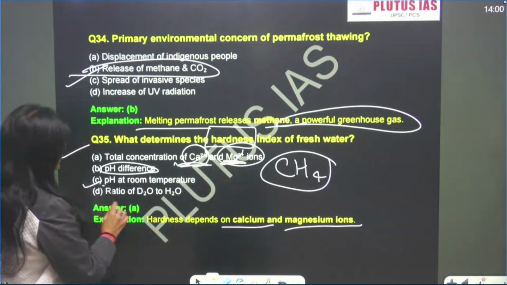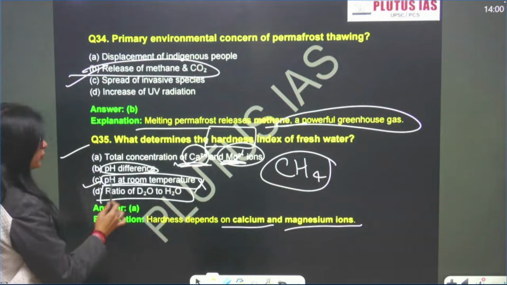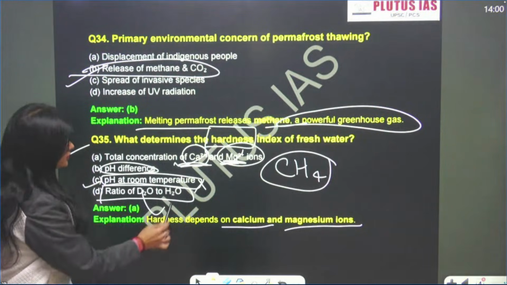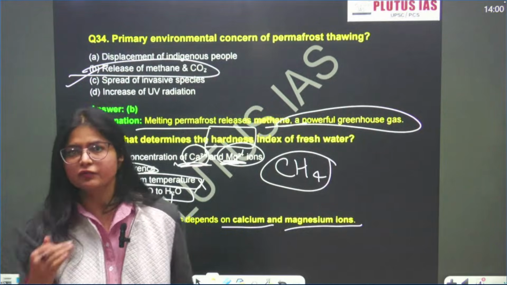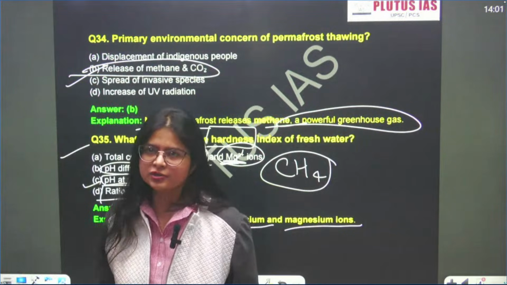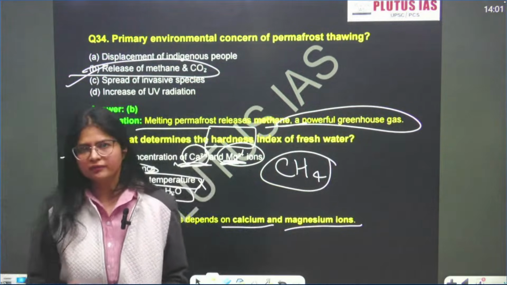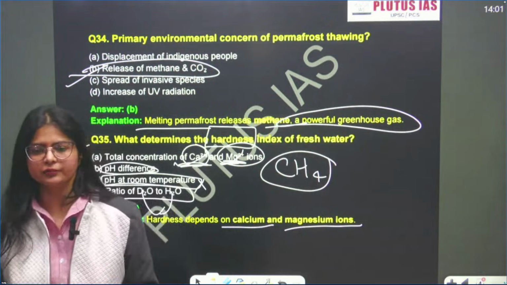Then look at another option, pH at room temperature, not at all, irrelevant. Then the ratio of D2O and H2O. This is deuterium oxide, this is water. No, not at all. This is also irrelevant. Even if you did not know the direct answer, you could have used the elimination technique to reach the right answer.